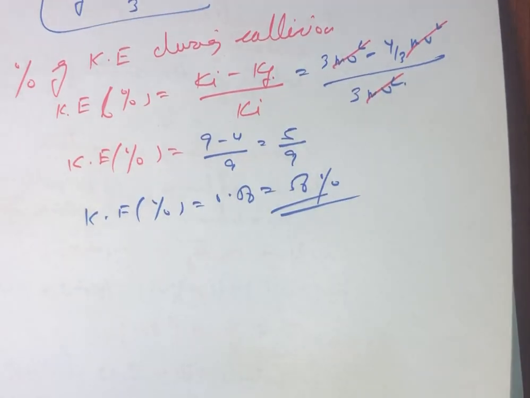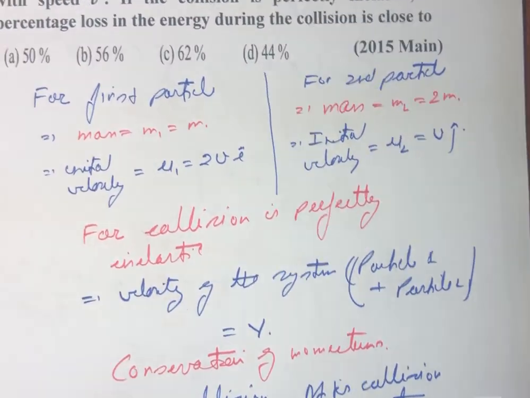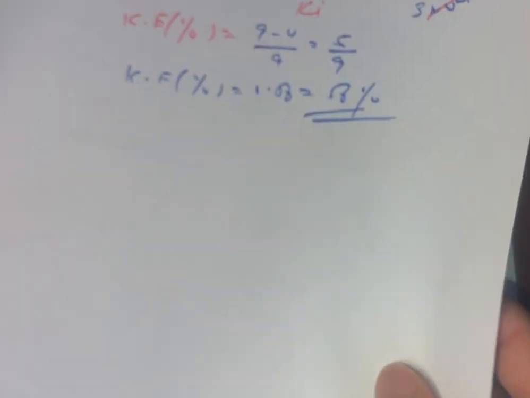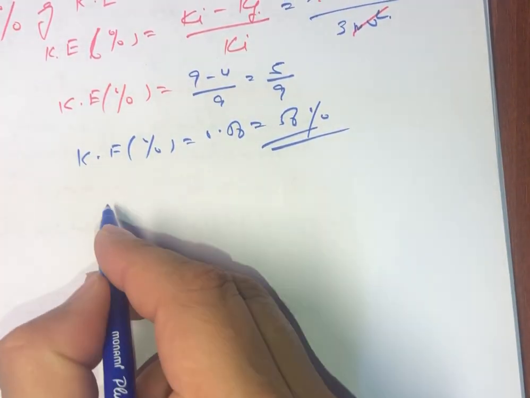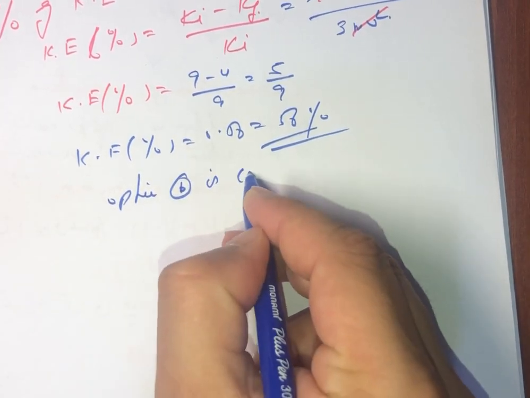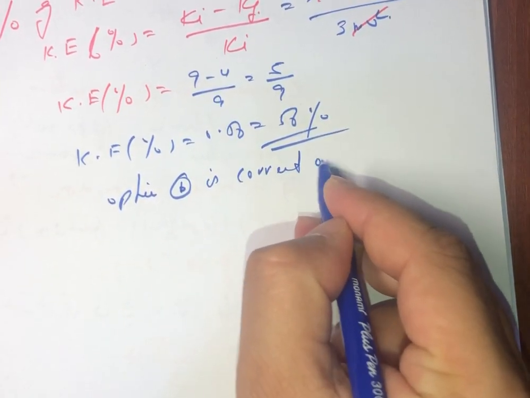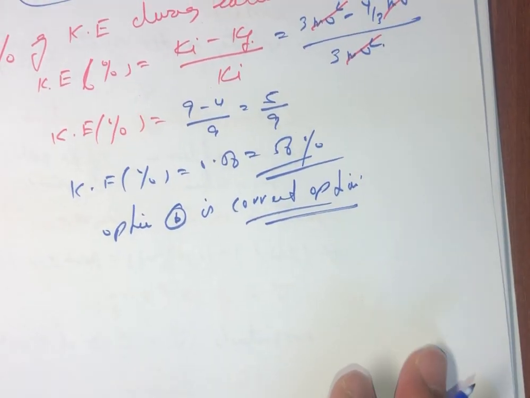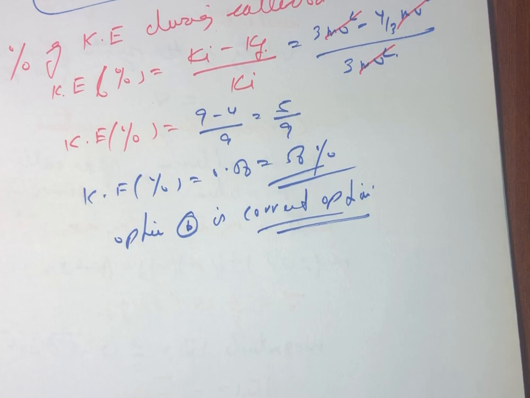So 56% means option number B is the correct answer. Option B is the correct option. This completes the question. Thank you.